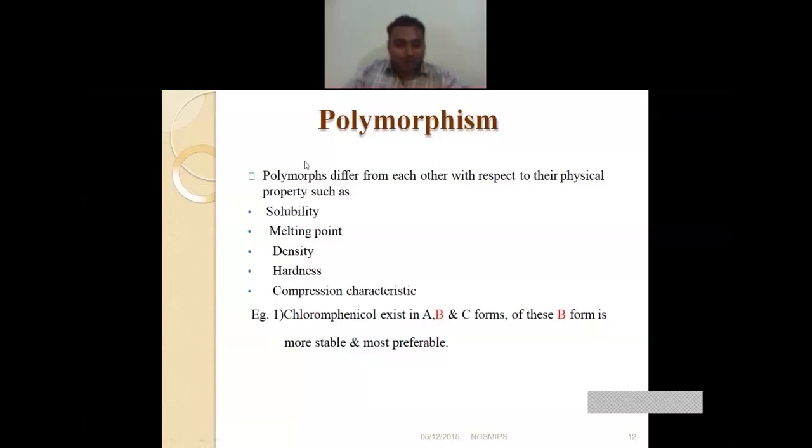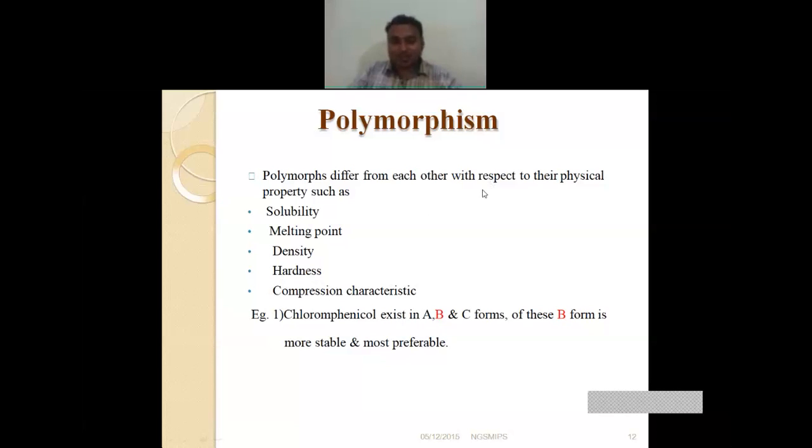Okay, so that means the physical characteristics of the polymorphs may vary. Polymorphs have different shapes and sizes, so it may vary the melting point, then density, then hardness and compression characteristics. So what kind of characteristics may vary in compression characteristics?